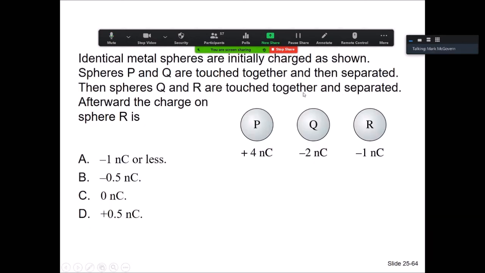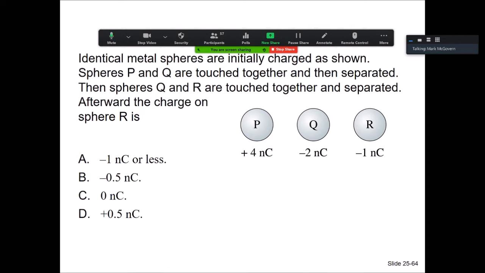So anyway. All right, another question for you here. This one's good. This actually relates to a homework question. I think it's your homework that's due on Wednesday. This is very similar to that. Let's see here. Anyway, we're going to touch P and Q together. And then we're going to touch Q and R together. And we want to figure out what's going on with R.